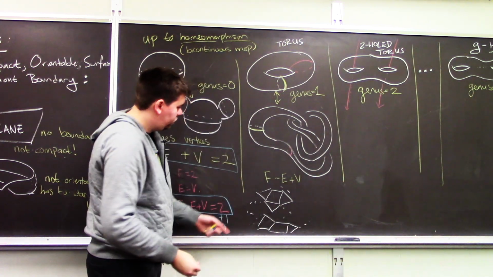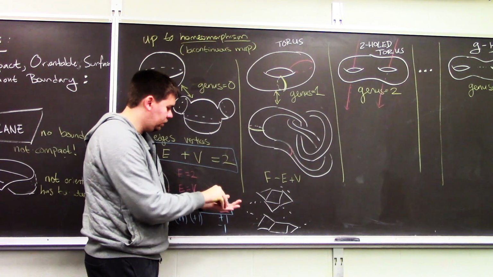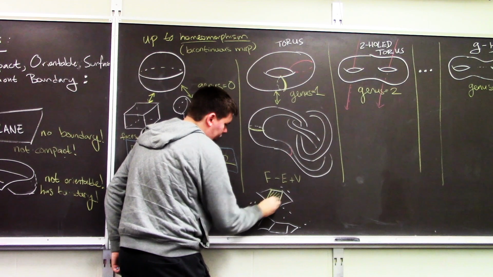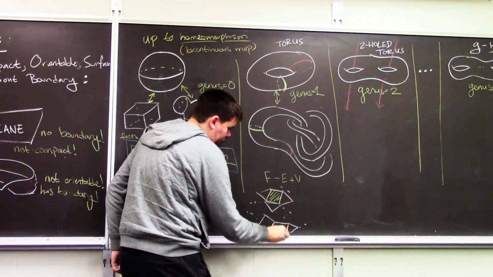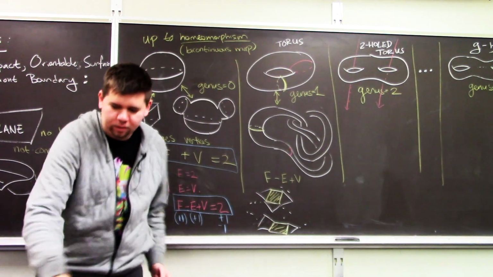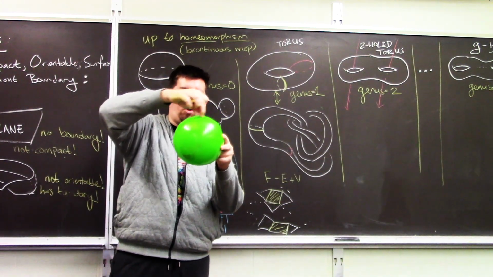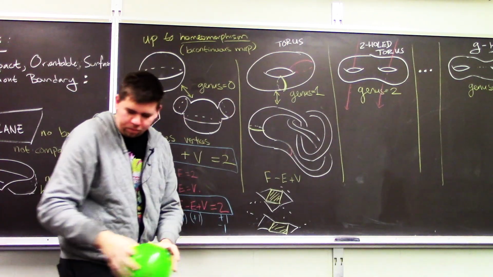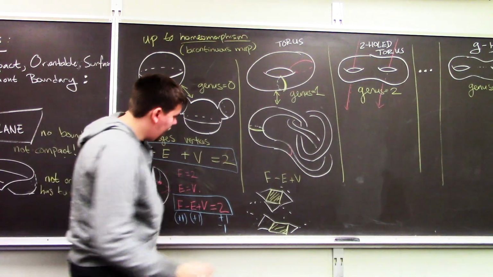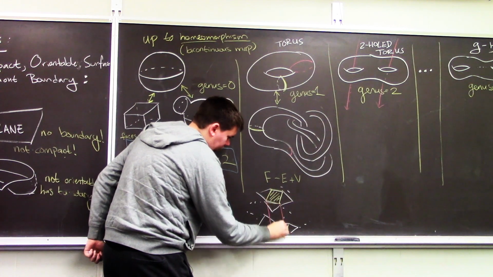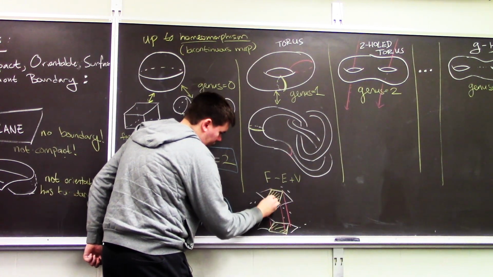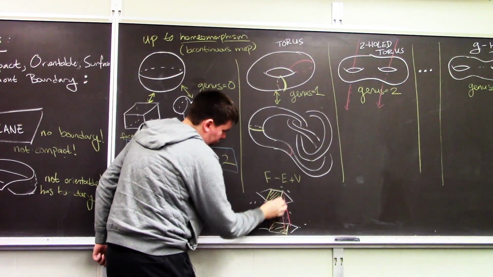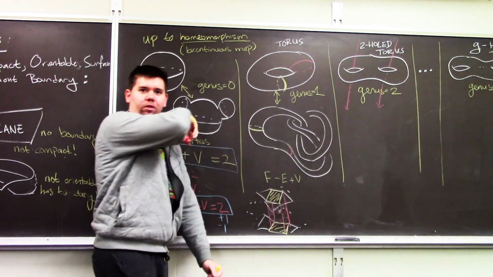In order to add some genus, I want to take this face on top and delete it, and take this face on bottom and delete it. It's like drilling a hole in the top of the sphere, drilling a hole in the bottom of the sphere. And then what I want to do is add some new faces and edges that connect that hole. So now I have some hole going through my surface.